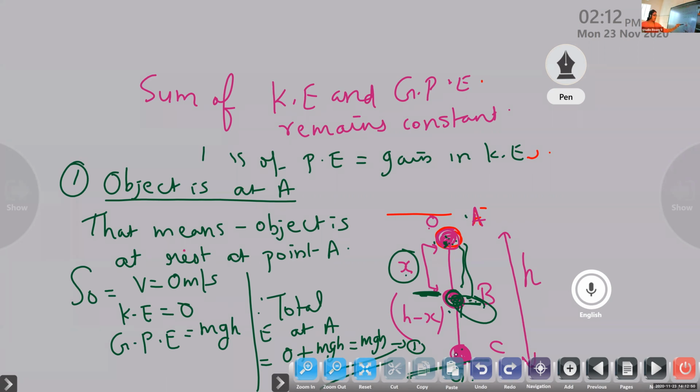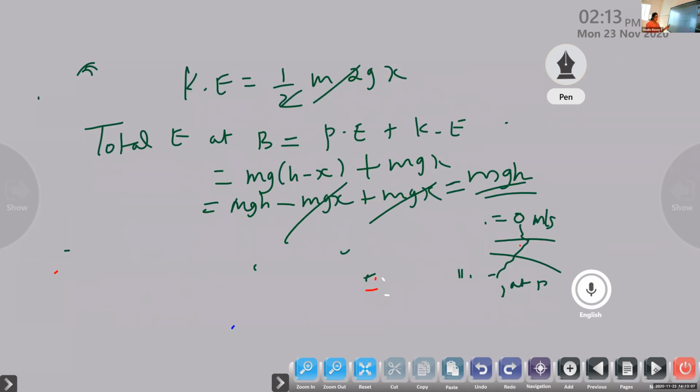At A, kinetic energy is 0, potential energy is maximum, so we will get mgh. Now when the object has reached B, the potential energy remaining is mg into h minus x. Then we found the kinetic energy at that point by applying Newton's third equation of motion. You got 2gx, the 2 cancels. Then when you add it together, we are getting mgh.